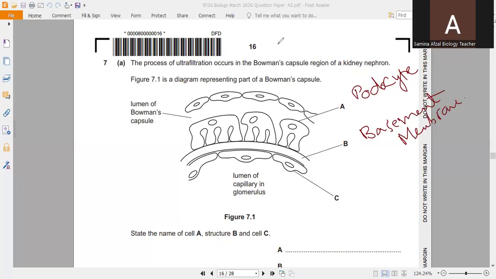And C is the endothelial lining cell. They have labeled only one, but actually this is the endothelial lining. These cells contain pores, fenestrations, that allow water and small solutes to pass through while remaining blood cells. So this is the endothelial cell.